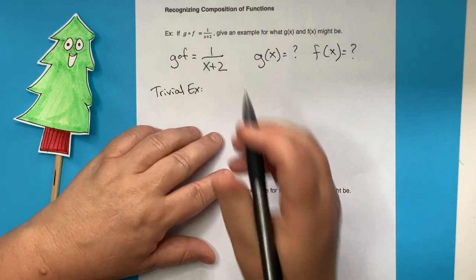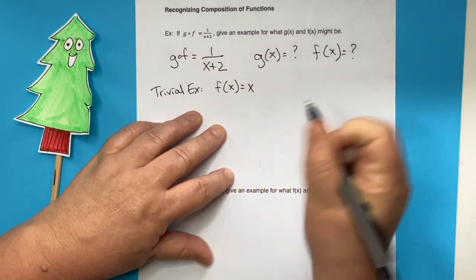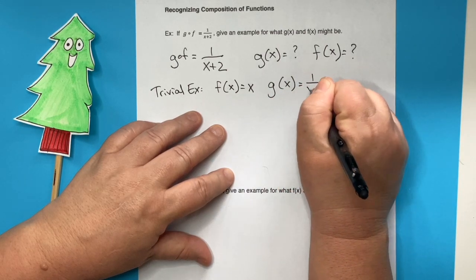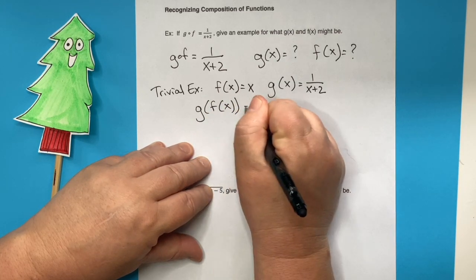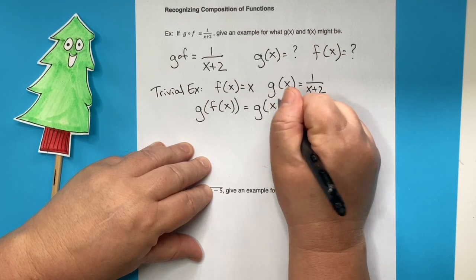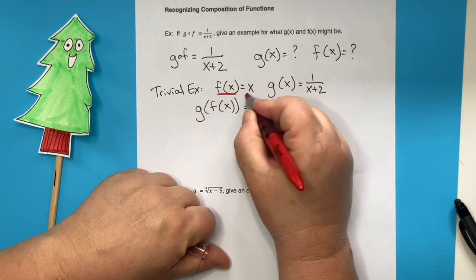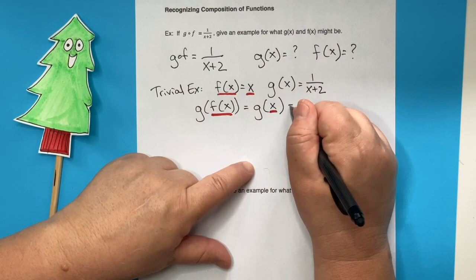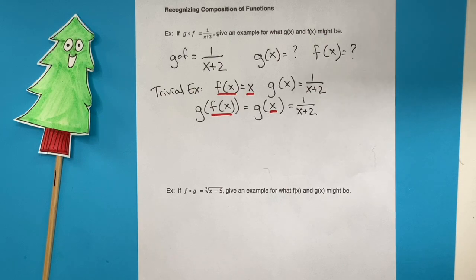I would say that one of the examples is if f of x equals x, which means don't change anything, and g of x is 1 over x plus 2, then g of f of x is g of x, because in this case, f of x equals x, so wherever I see f of x, I just stick in x. So in other words, f says don't do anything, and that means that g does all of the heavy lifting. So you can always set up a situation where you can pull these apart.